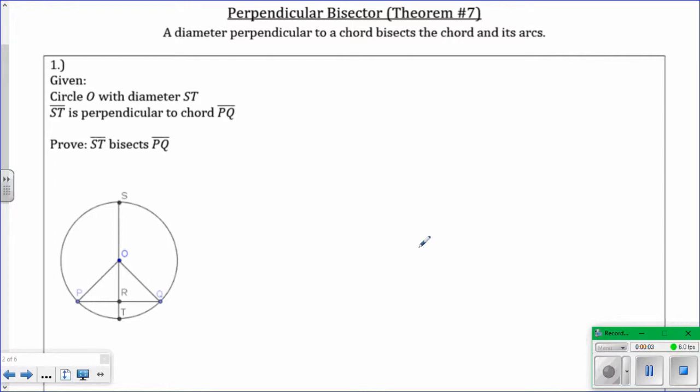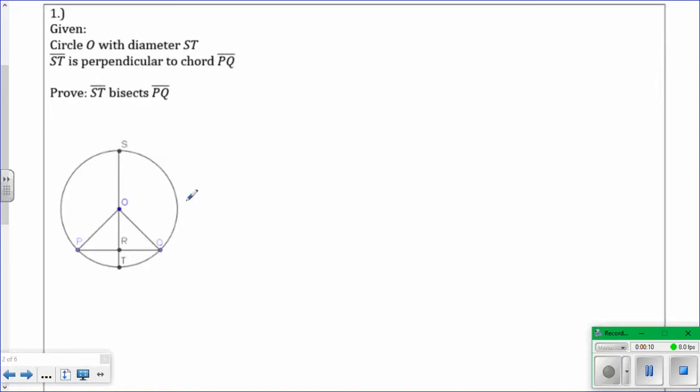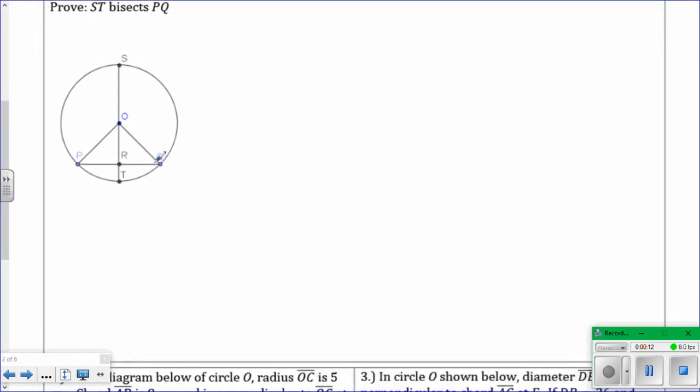Let's take a look at theorem number 7, which states that a diameter perpendicular to a chord bisects the chord and its arcs. Although I'm not going to do the first proof, I can show you using the diagram what the theorem means. We have diameter ST. If we know that it is perpendicular to chord PQ, meaning that we have right angles, that means that the diameter bisects the chord. So chord PQ is split in half, so PR is congruent to QR, but it also bisects the arc PQ. So arc PT is congruent to arc QT.